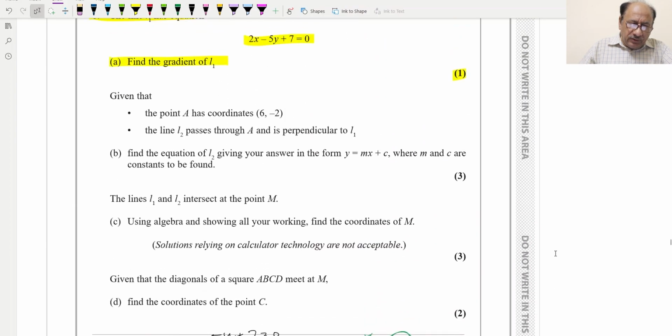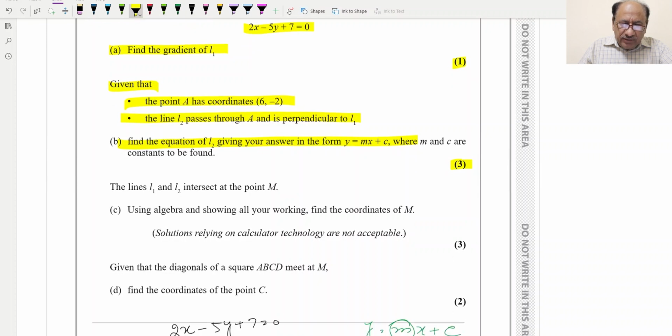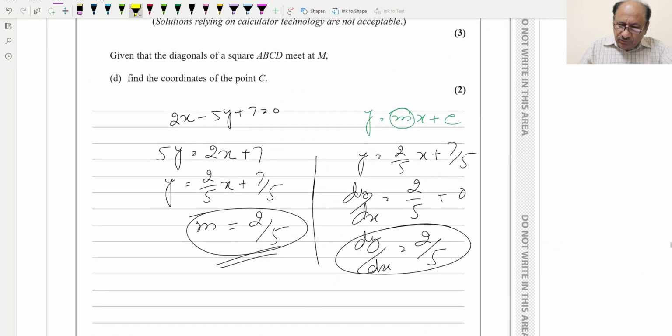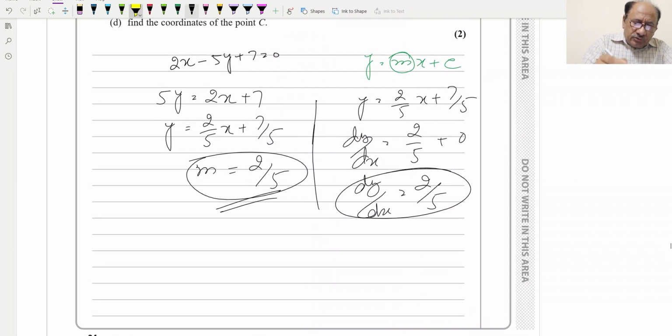Now for B part, they are saying given that the point A has coordinates, this one, the L2 passes through A and is perpendicular to L1. So find the equation of L2, giving your answer in the form of y equal to mx plus c, where m and c are constants to be found, and this is a 3 mark question. So first of all, we'll take the gradient of line L1, which we just found, which is 2 by 5.